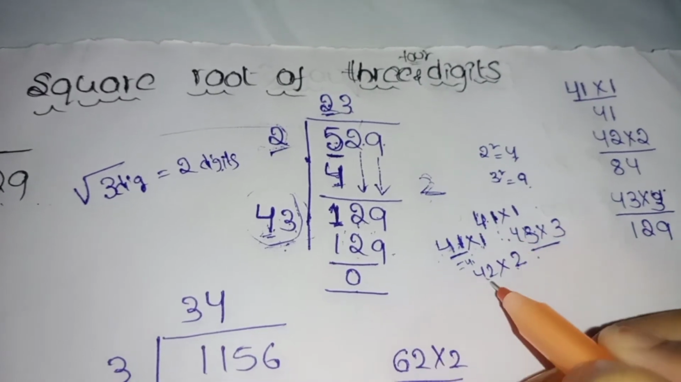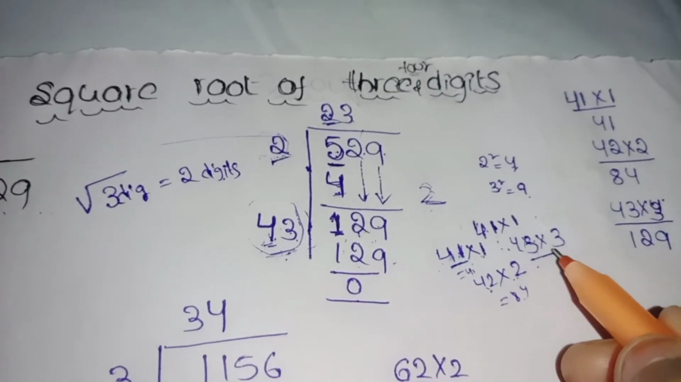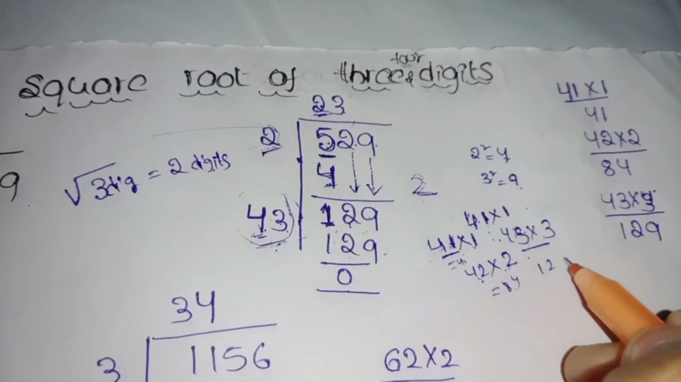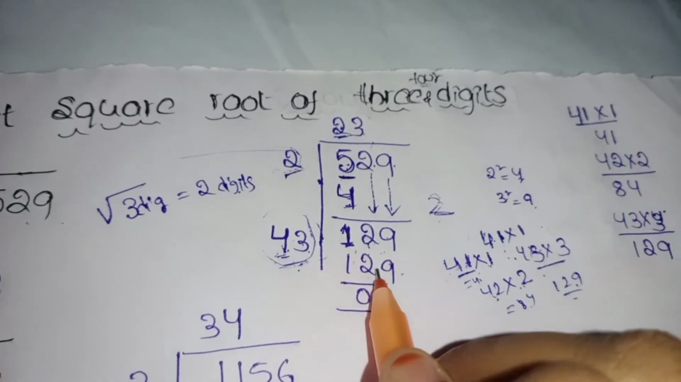No. 42 into 2 is 84. Is 84 near to this number? No. 43 into 3, I am getting 129. Is 129 near to this number? Yes, 129 is near to this number.